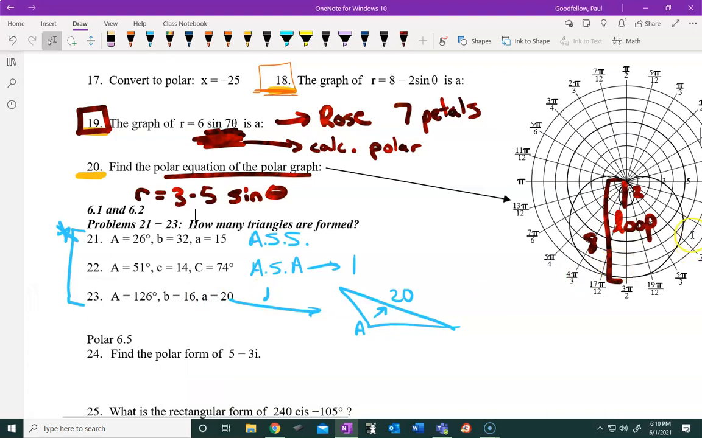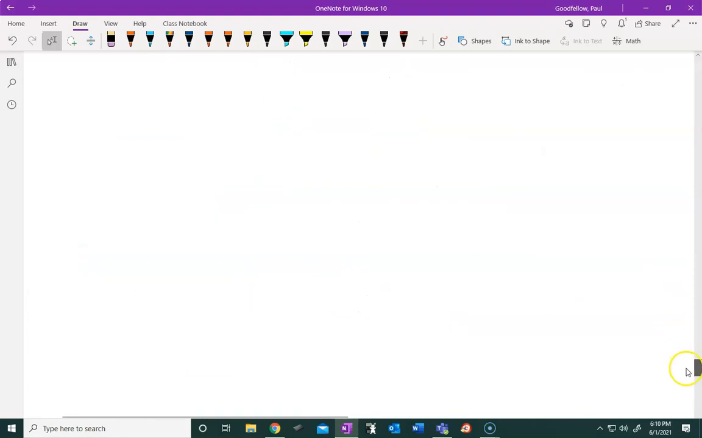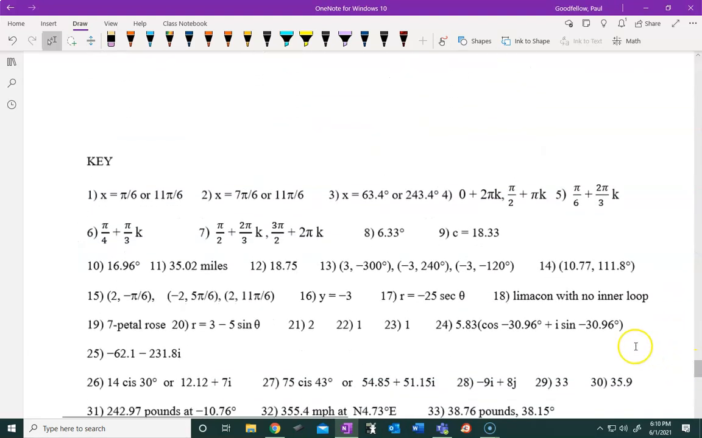Number 20. Let's zoom down here to the bottom. And that's a limaçon with an inner loop. That's all it ends up saying. 20: 3 minus 5 sine theta. Ooh, I got it right.